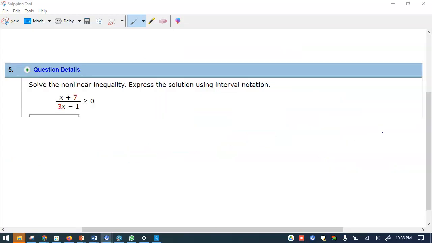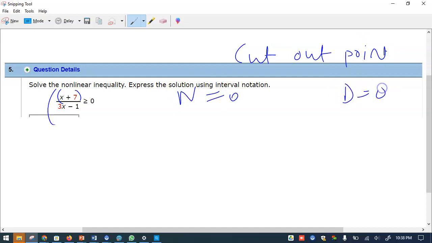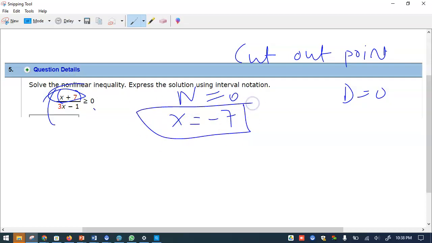And question number 5, this is rational. So what you do is you want to figure out what the cutoff points are. That means you want to know when the numerator is going to be 0 and when the denominator is going to be 0. The numerator is going to be 0 at the opposite of plus 7, which is minus 7. That's one of the cutoff points. And the denominator is going to be 0.